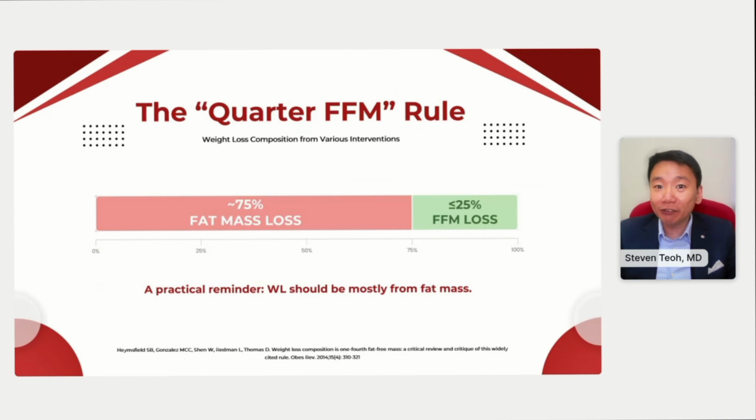And the quarter fat-free mass rule by Steven Heymsfield is a useful reminder and also clinical guidance. He said that under standardized conditions, weight loss is supposed to have more fat mass loss. If possible, it should be more than 75%, and the fat-free mass loss should be less than 25%. So that's a quarter of the total weight loss. Maximum should come from fat-free mass. If less, the better.